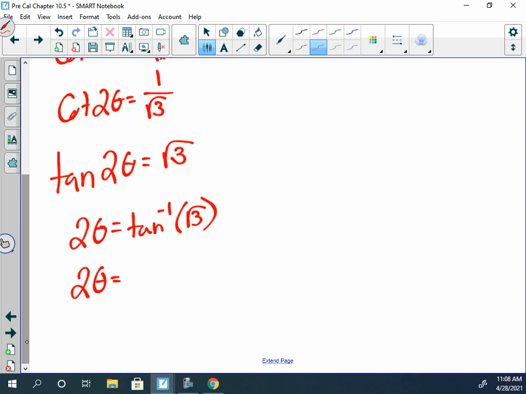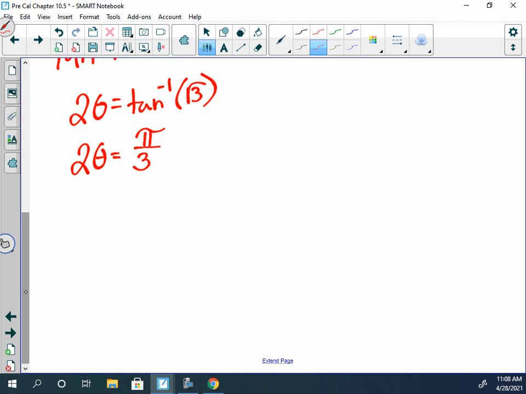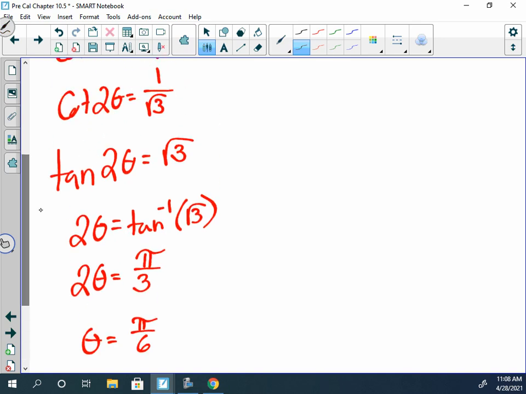So at this point, luckily with this one, we can find out what tangent inverse of square root of 3 is. 60, which is pi over 3. Now, will it be wrong to use degrees? As long as you're converting your sine and cosine in degrees. Then we would divide both sides by 2, which tells us that we have pi over 6. So our angle for this here is pi over 6. Questions on any of this here? Okay.